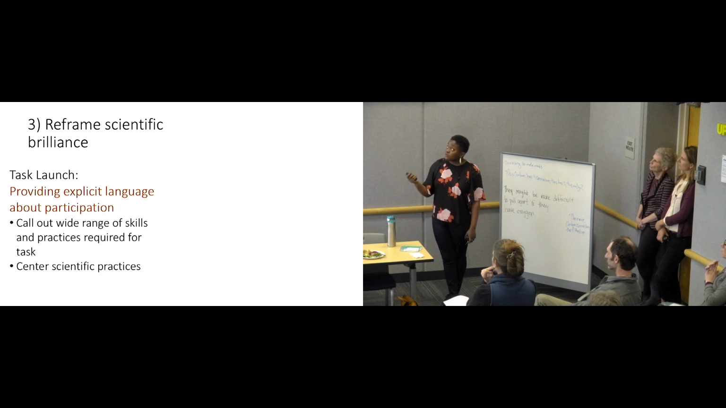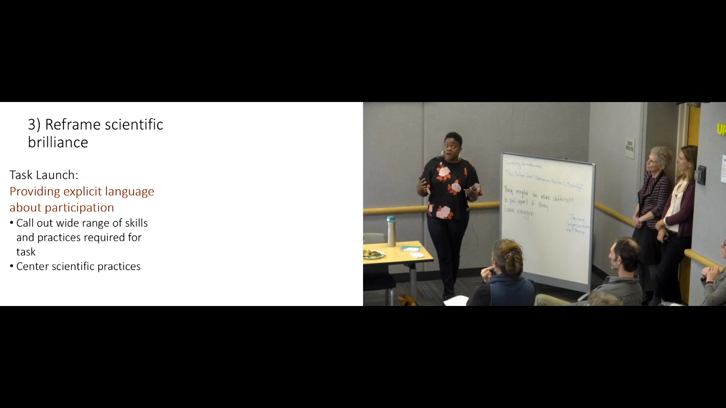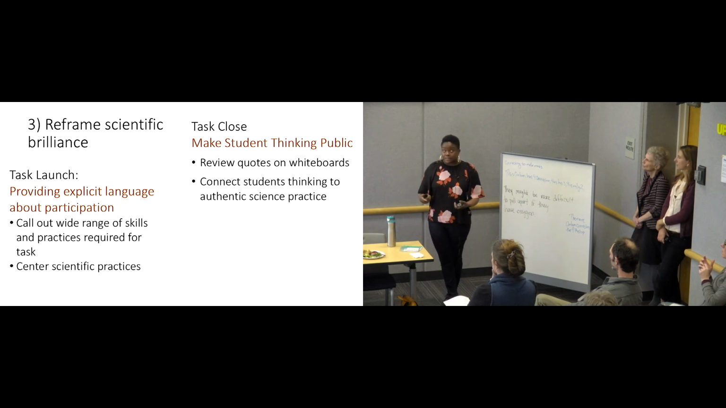And finally, reframing scientific brilliance. So during the task launch, a huge part of that is just trying to provide some explicit language about what it means to be scientifically brilliant. So providing a more expansive definition of scientific brilliance, and a definition that is centered on practice, right? That is not about those larger societal narratives that Erin spoke about in the beginning, right? It's creating more space so that students can see themselves within the landscape of scientific brilliance, and doing that through the Smart Things list.